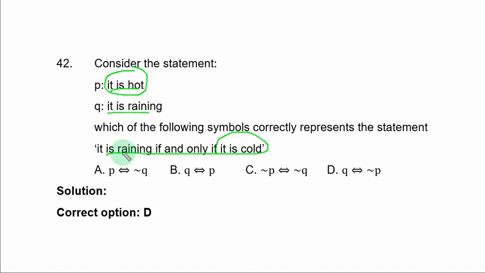So it is raining, we look for Q first. Q is here, but there's no negation there, so we must look at D where we have Q. Negation P means it is cold. So it is cold is the opposite of it is hot. So D is the correct option.